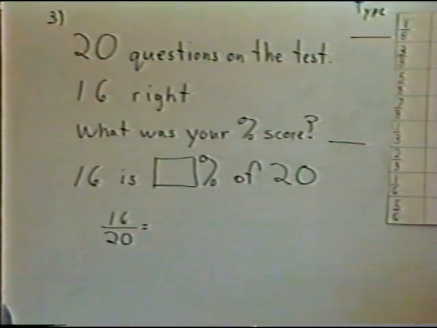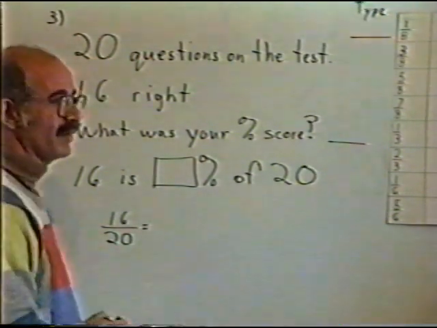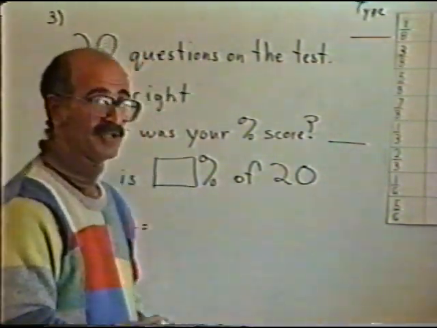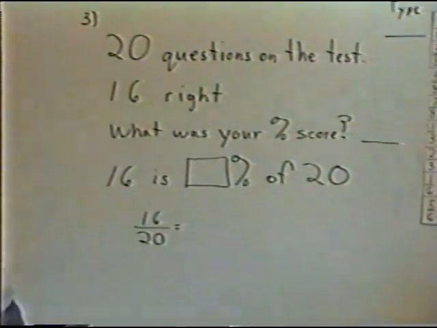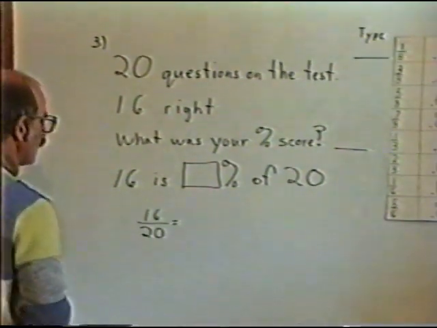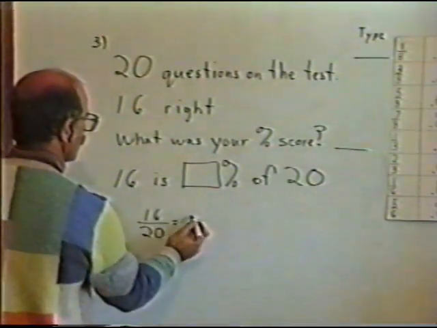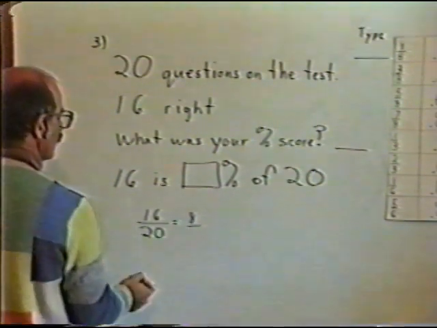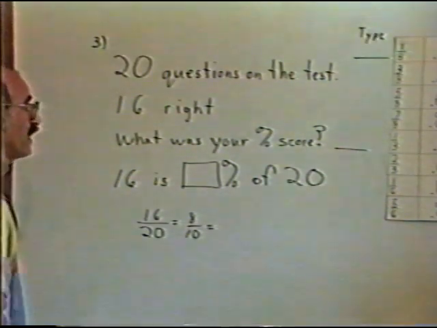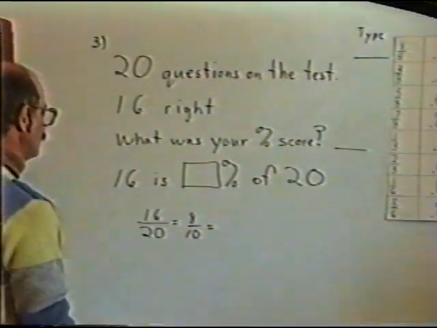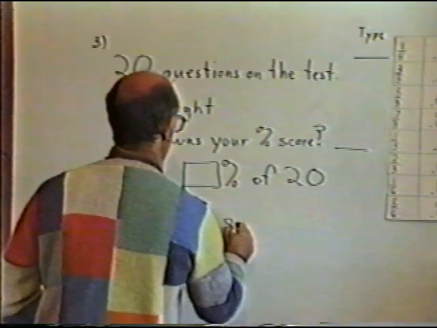Can we reduce it so that we can get a 10 on the bottom? Yes. What should we hit it with? 4. Well, if we hit it with 4, we'll get a 5 on the bottom. But what should we hit it with if we would like to get a 10? 2. That will save us a step. 2 into 16 is? 8. 2 into 20? 10. And 8/10 is how much percent? 80%.